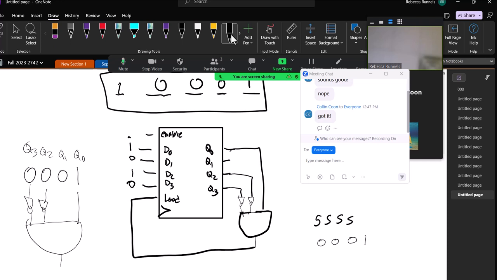I'm saying if I start counting at 5, and I could be wrong, I'm looking at the answers right now, if I start counting at 5, and then go all the way through 15 and back to 0 and then to 1, the first time I encounter having Q3 and Q2 0 and Q0 1 is at the number 1, and so that will detect that.